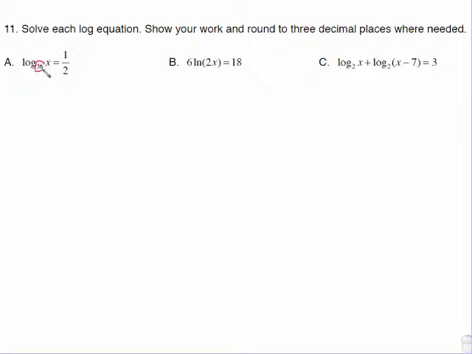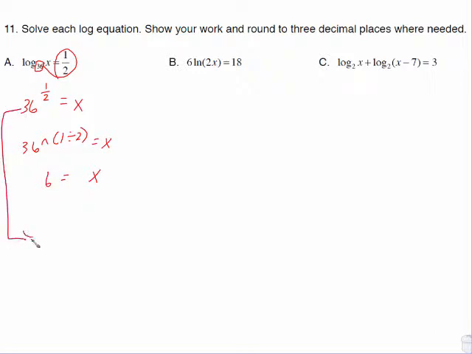So 36 raised to the 1/2 power equals x. Two ways to go here. One is to use your calculator and just enter this as 36 to the, but you need parentheses around the 1/2. And that equals 6. The other is to think about what the 1/2 power means. It means square root. So this is the square root of 36 equals x, and x is 6.